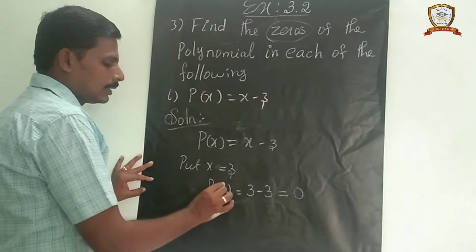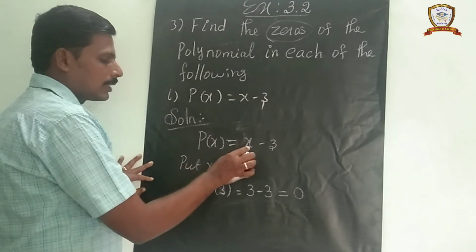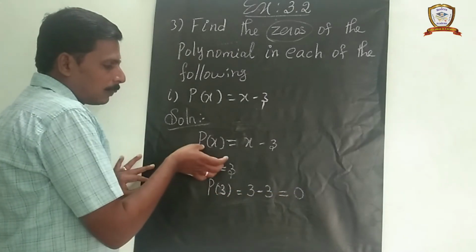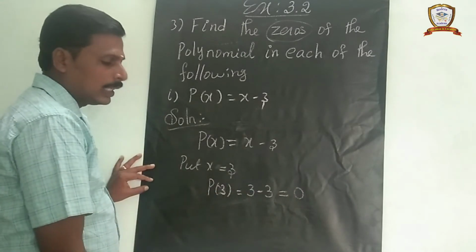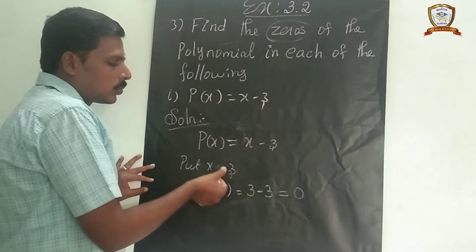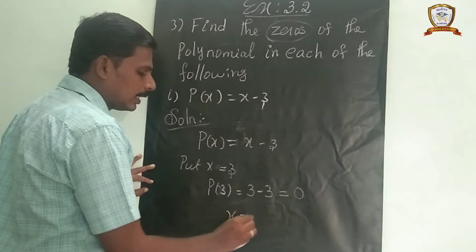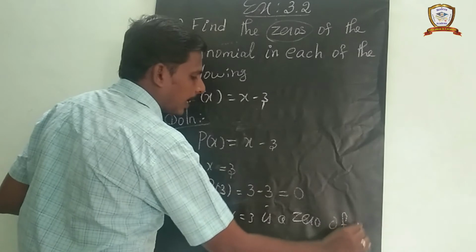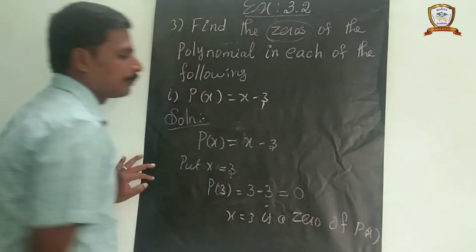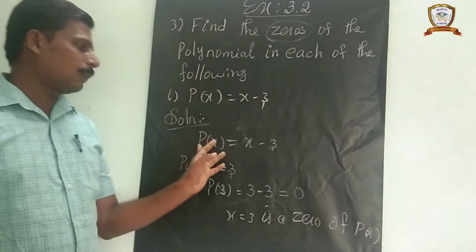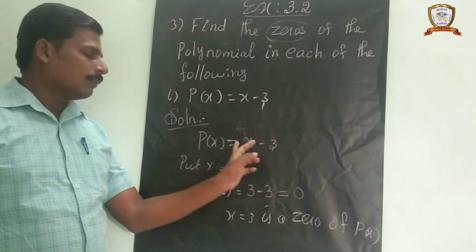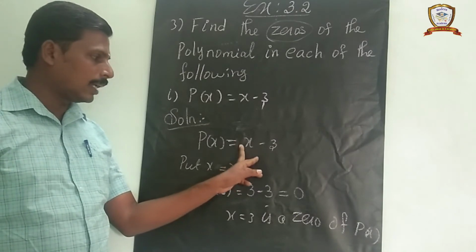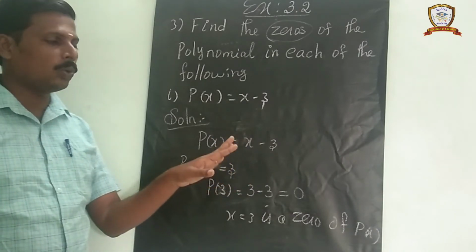So here x is 3. P of 3 is equal to 3 minus 3, 0. When p of x gets the value 0 when x is equal to 3, so x is equal to 3 is a zero of p of x. Are you clear, students? First, p of x equal to x minus 3. Check whether the coefficient of x is 1 or not. Here the coefficient of x is 1, so no problem.